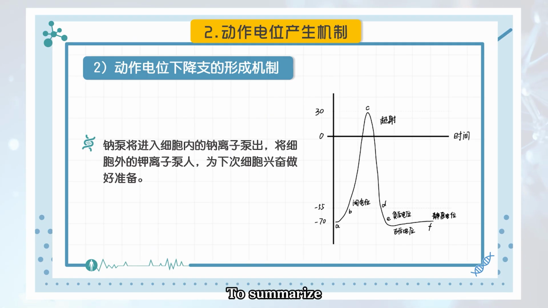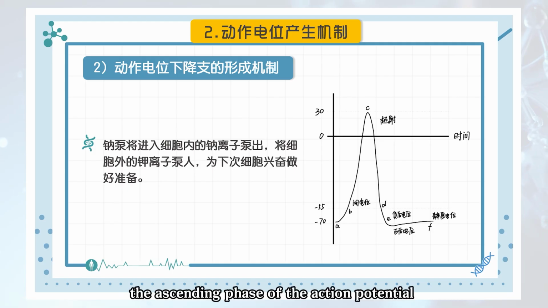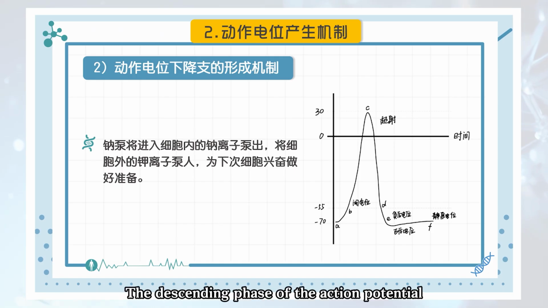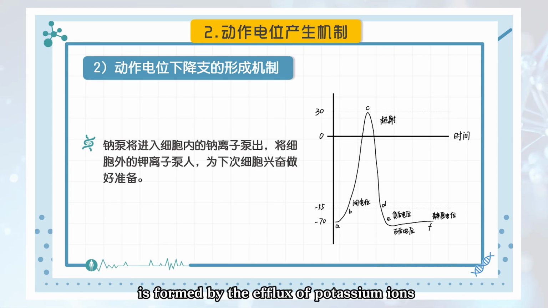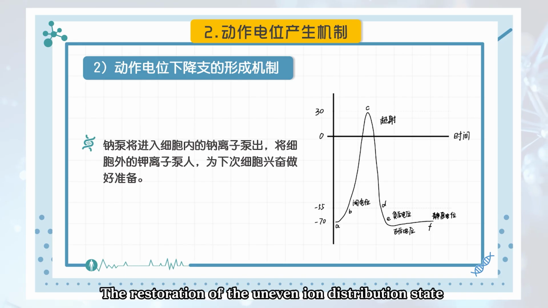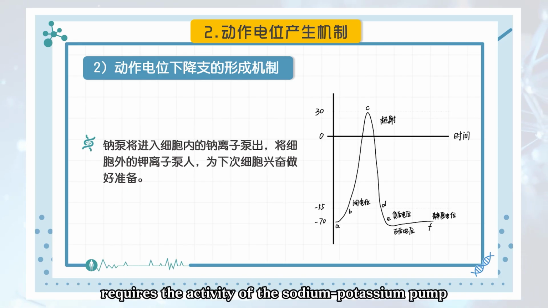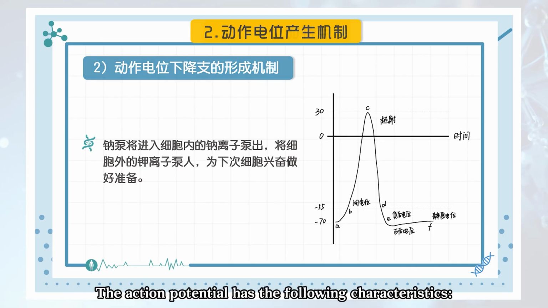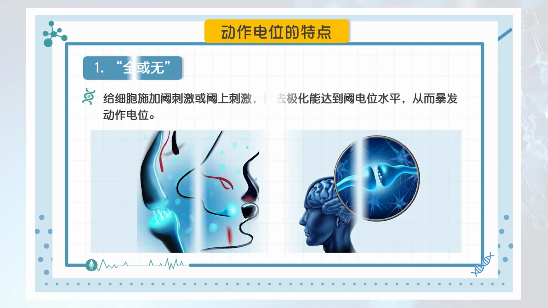To summarize, the ascending phase of the action potential is formed by the rapid and massive influx of sodium ions. The descending phase of the action potential is formed by the efflux of potassium ions. The restoration of the uneven ion distribution state requires the activity of the sodium-potassium pump. The action potential has the following characteristics.